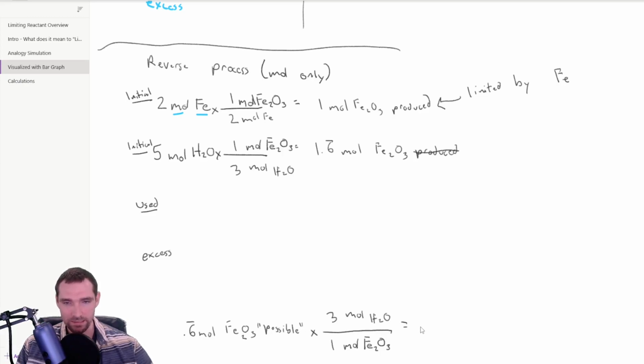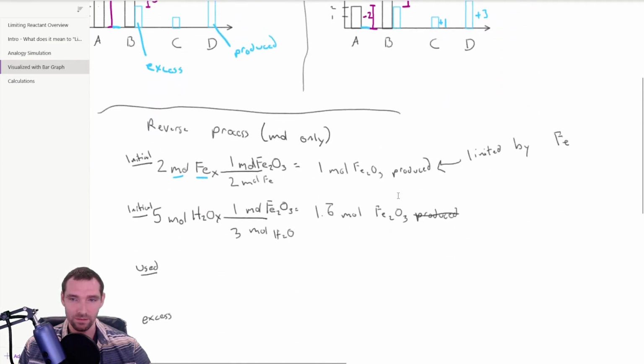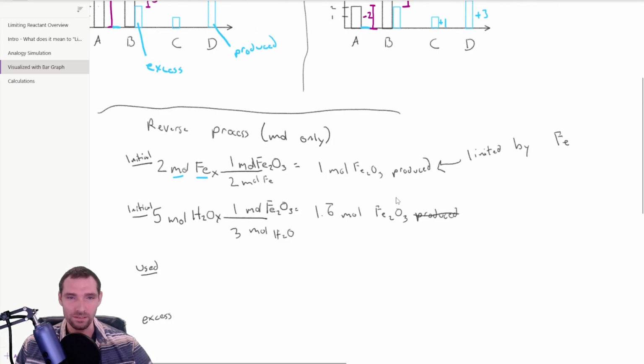And so in this case, it would actually be 2 mole H2O, and this was what was in excess. And so we've got that excess amount there, which kind of makes sense because I think we said we started with 5 and then we're going to end up using 3. So we're left over with that 2. And you could also get this straight up from our 2 moles here, I believe.